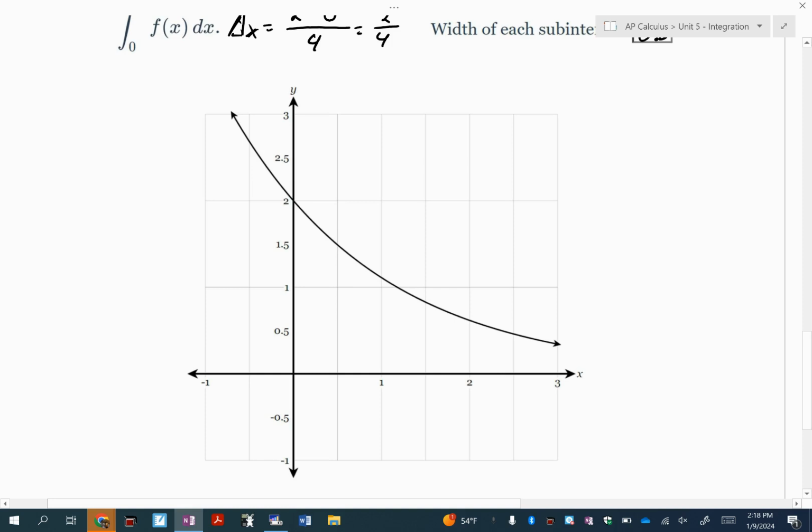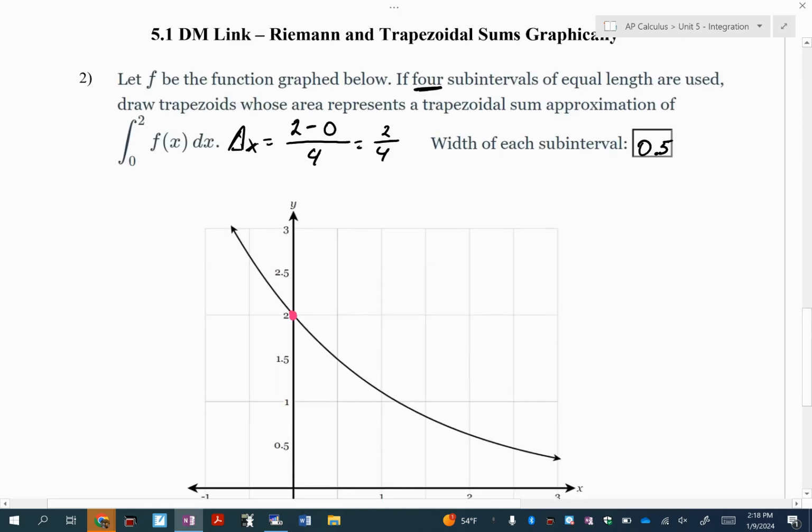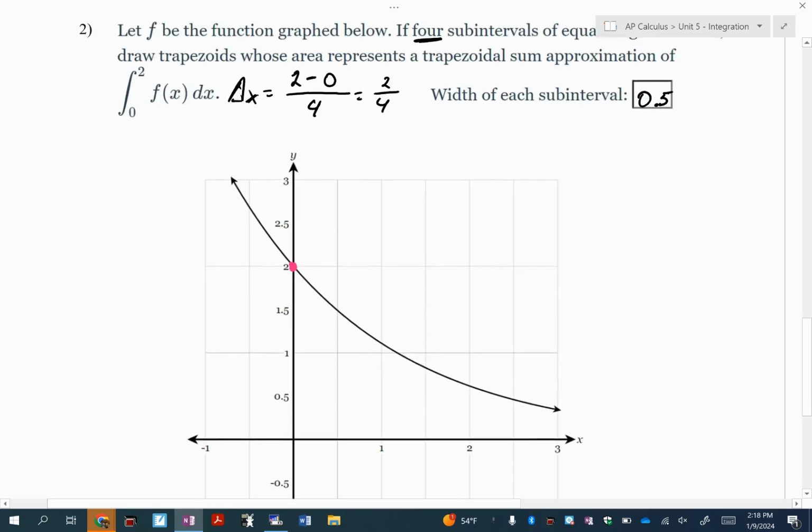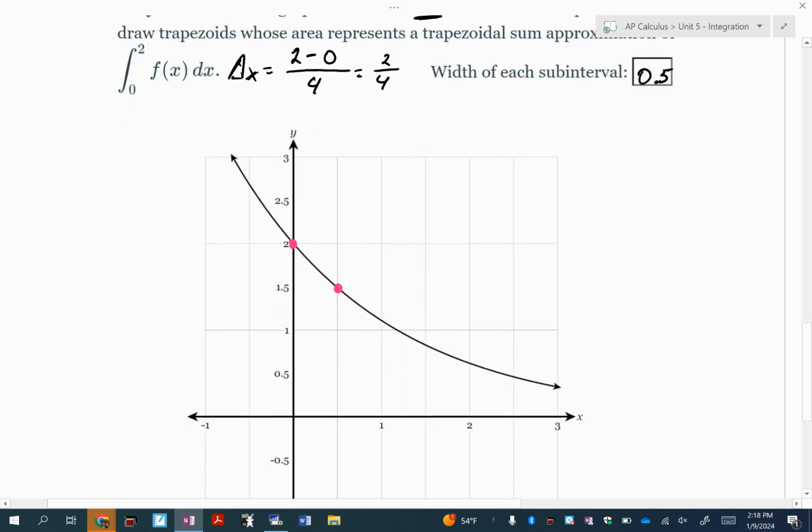So here we go. Let's make the trapezoid starting at 0. So here's 0, comma, the y value. All right. And then what's going to be my next value for my interval? 0.5, which is right here. So it's going to be weird to do it because it's pretty close. It's almost like right on. But this is my first trapezoid.